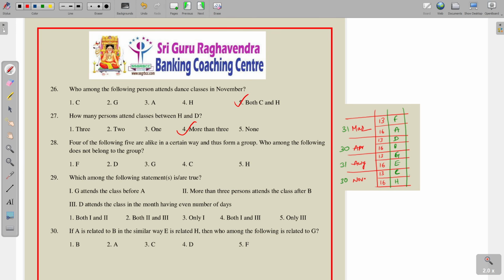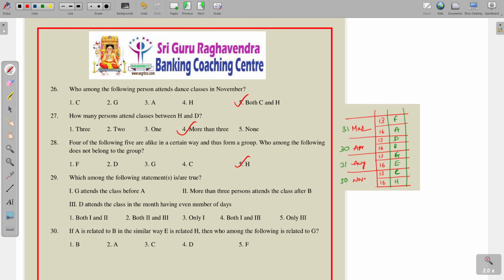Question number 28. Find the odd one out. So see F, D, G, C, H. So see, F is 13th and March, and D 13th, and next G is also 13th and C 13th, only H is attending on the 16th.